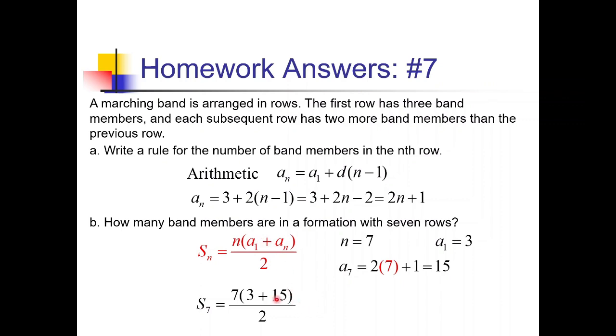And I'm pretty sure we can do this without a calculator. 3 plus 15 is 18, divided by 2 is 9, and then 7 times 9 gives us 63 band members in the whole formation.